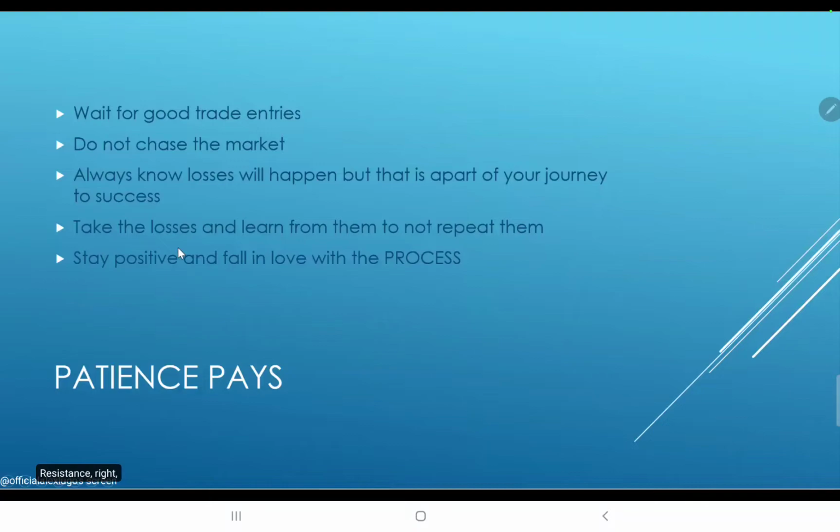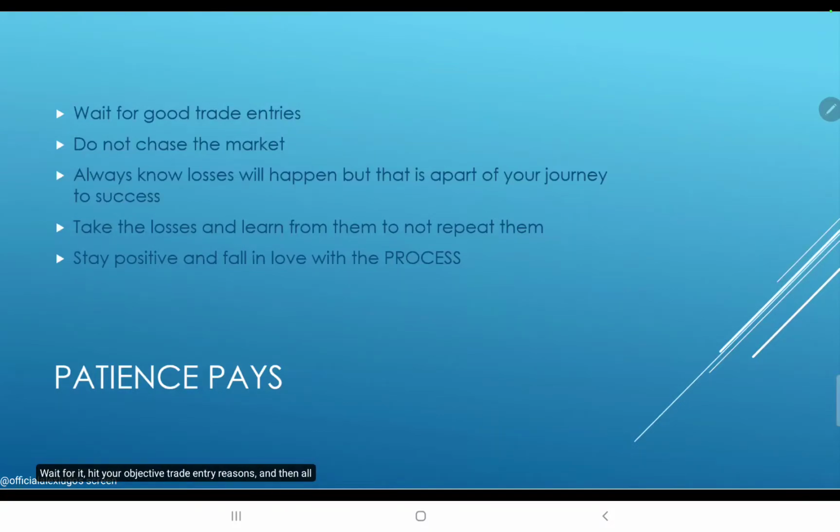All right, last little part of this one, and then I'm going to go into EMAs and divergence. So always just be patient with the market, guys. Let it come to you. Don't chase it, because you will get bodied, I promise. Wait for those good trade entries. Wait for it to hit your objective trade entry reasons.